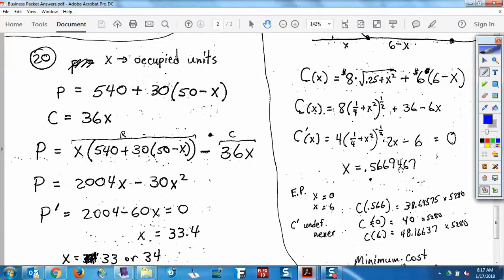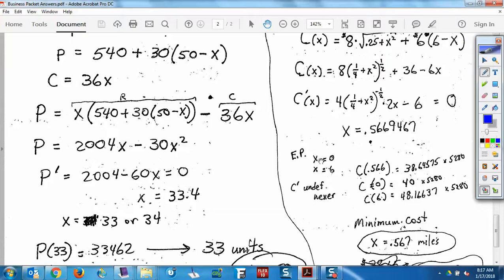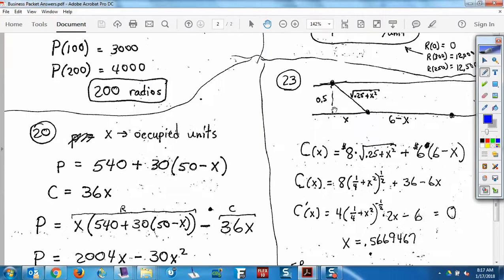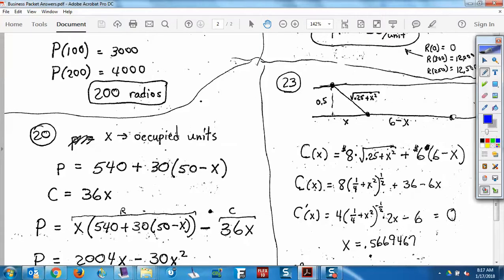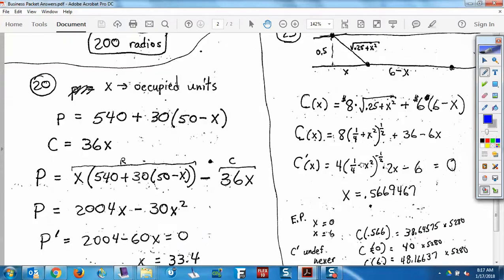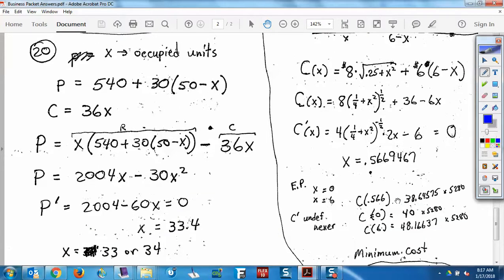I don't think it's ever undefined. I did go a little farther with that one. Endpoints: X could be 0. If X is 0, you go straight across the river, like so, okay? And if X is 6, you come straight across and go the whole way there, okay? So X could be 0, X could be 6.